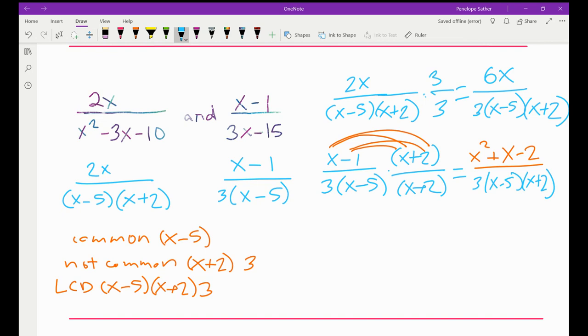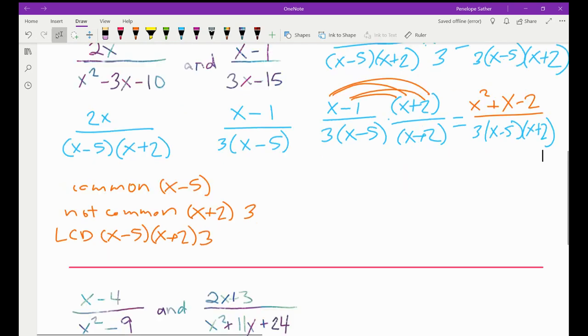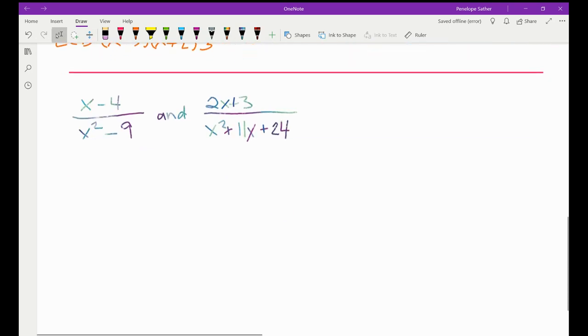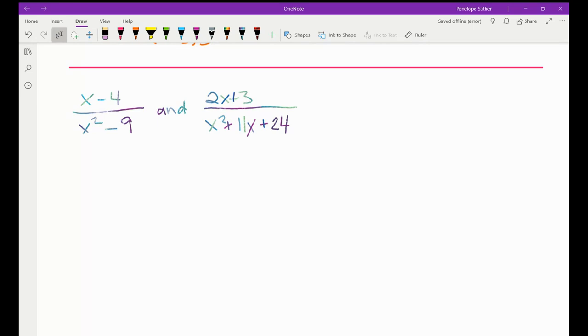Okay, let's try one more, and then we'll call it a day. All right, last one. So here we have x minus 4 over x squared minus 9. We have 2x plus 3 over x squared plus 11x plus 24. All right, so let's see how this goes.